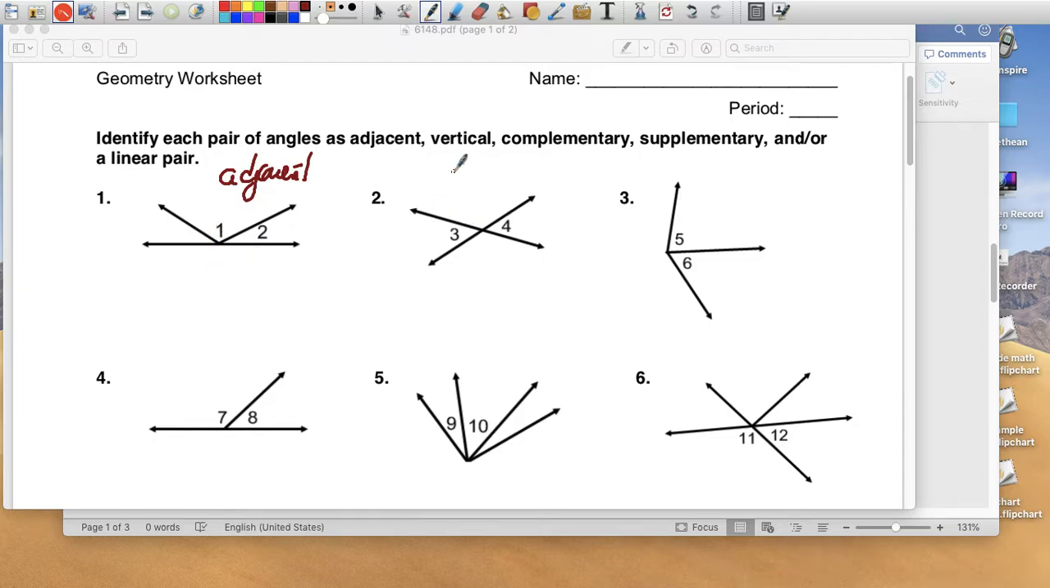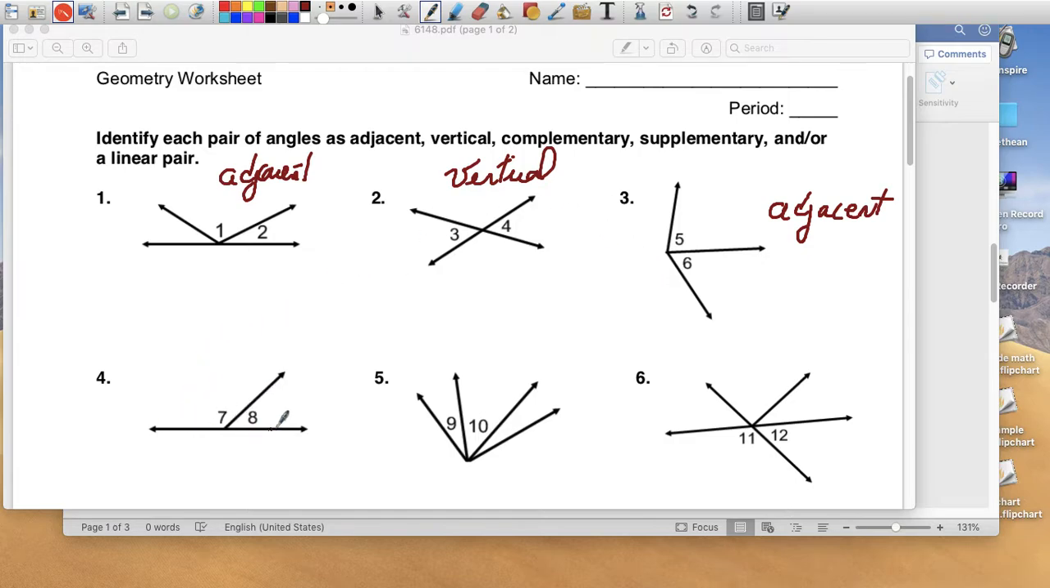3 and 4 is vertical, opposite sides. 5 and 6, again, the only thing I know for sure is that they are adjacent. They're next to each other. Nothing there indicates that the total is 90 degrees. It's not a straight line, so it can't be 180.